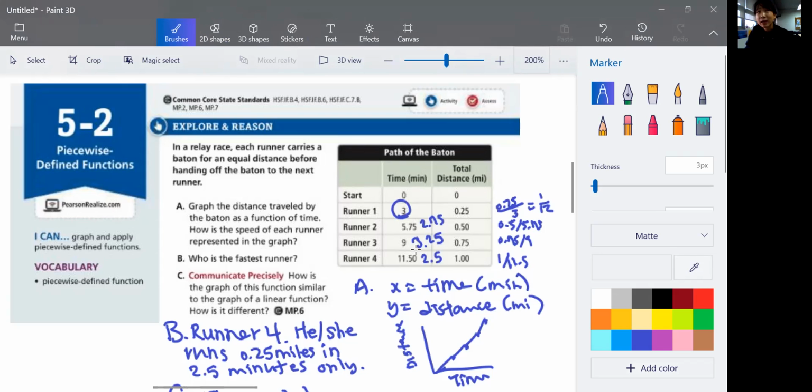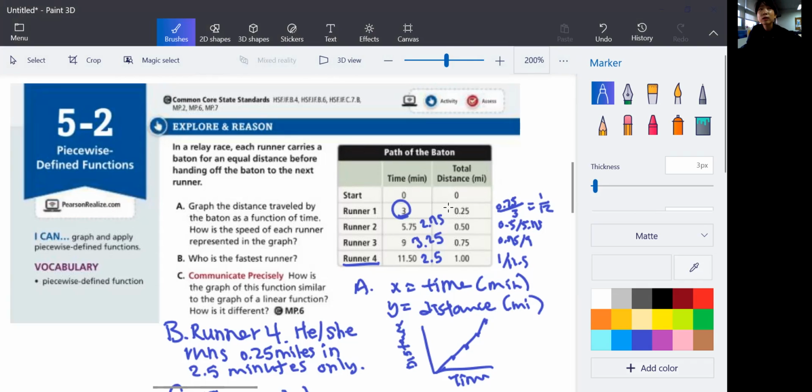So who ran the fastest? The smallest number of minutes would be the fastest, because that means they ran the same distance in that many minutes. So runner 4 is the fastest, and then runner 2, and then runner 1. Runner 3 is the slowest, because he or she finished the quarter mile in 3.25 minutes. So part A: graph the distance traveled by the baton as a function of time. How is the speed of each runner represented in the graph?